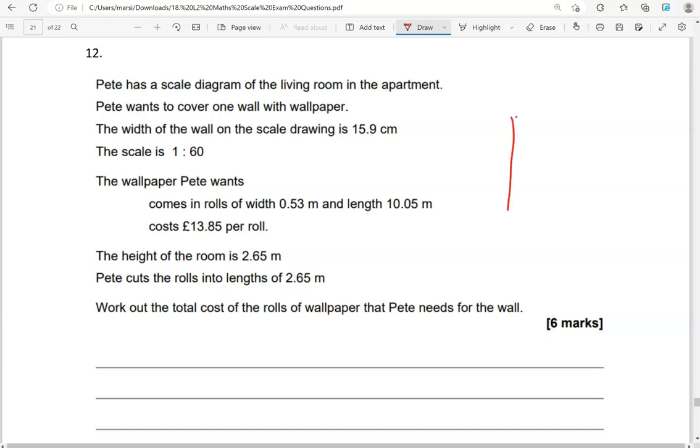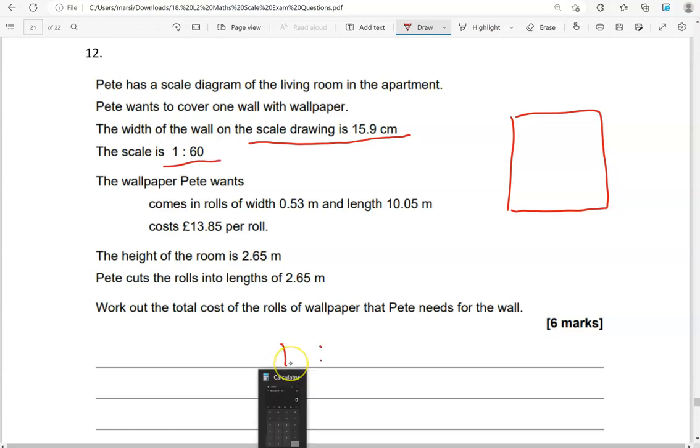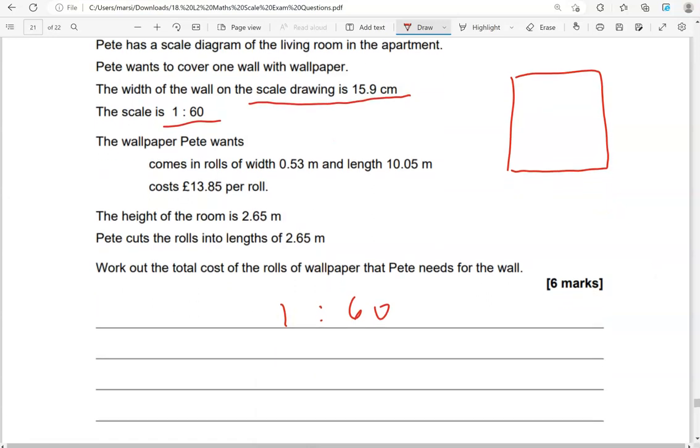So we can imagine the wall looking like this. We've got the width of the wall on the scale drawing being 15.9 centimeters, whereas the scale is 1:60. So this is for the scale drawing and this is in reality. So on the scale drawing, the width of the wall is 15.9 centimeters. How do we get from 1 to 15.9? By multiplying by 15.9. So we'll do the same here.